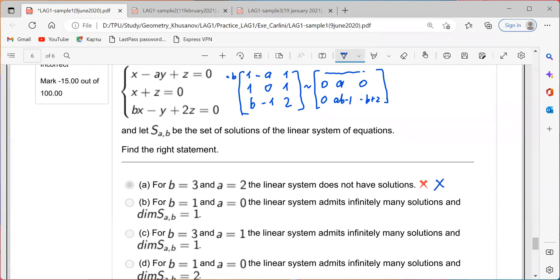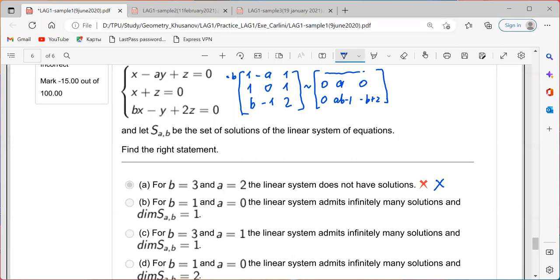Because as I said before, it is a homogeneous system of equations, and a homogeneous system of equations always has at least one solution, maybe one or infinitely many solutions. That's why A is not correct. Let's consider B. B equals 1 and A equals 0. So we have here 0. And B equals 1, so it will be 0, 0, minus 1, and 1.